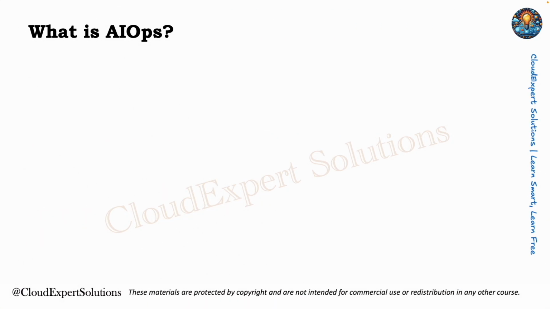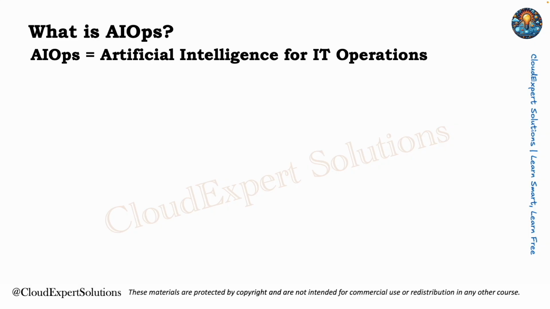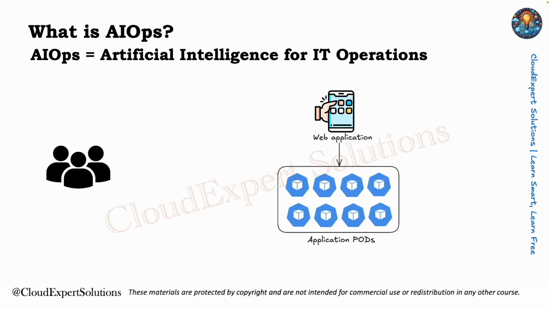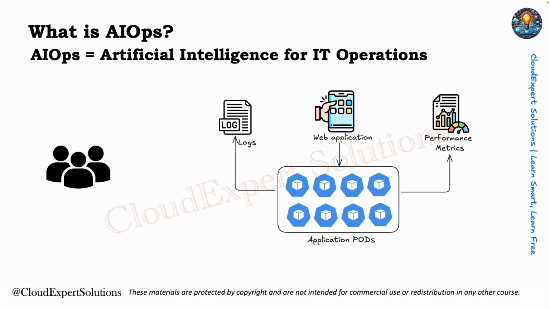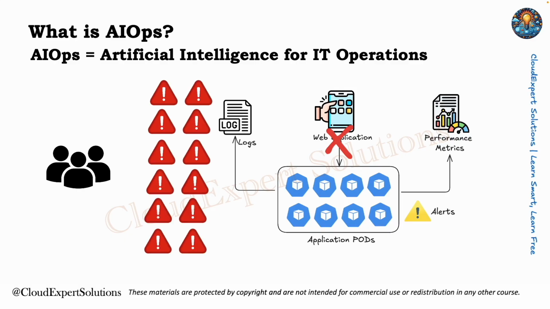Now let's switch gears completely to AIOps, which stands for Artificial Intelligence for IT Operations. Now imagine you are part of an IT operations team. Your company's apps run on hundreds of pods or servers, maybe in the cloud, and they are generating millions of log messages, performance metrics, and alerts every single hour. Now, when the company website suddenly gets slow, your team is bombarded with thousands of red alerts. It's pure chaos.